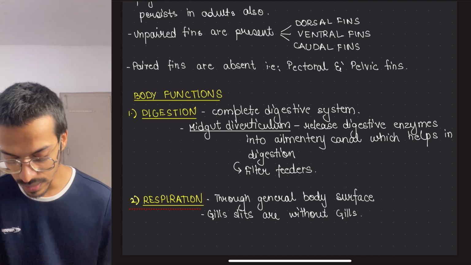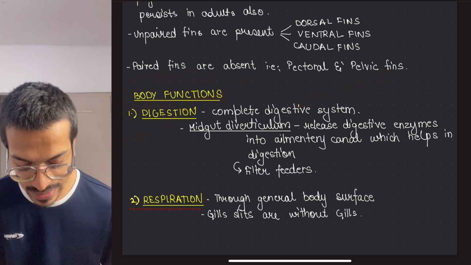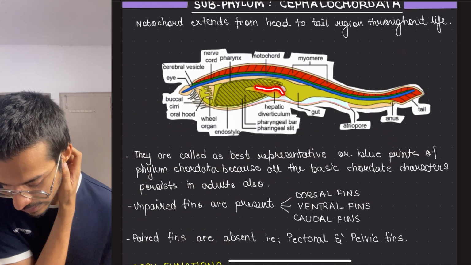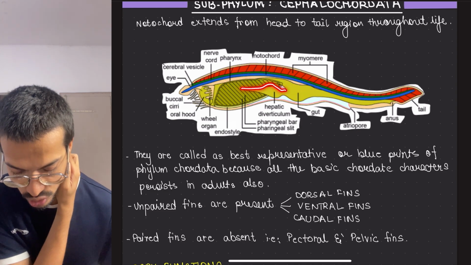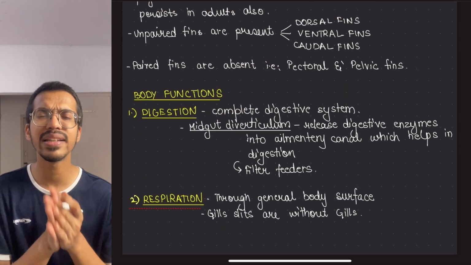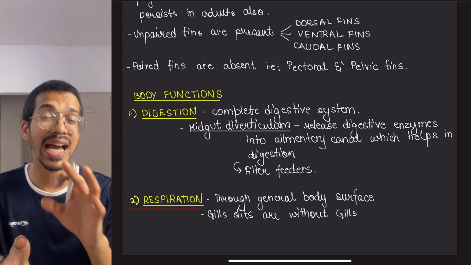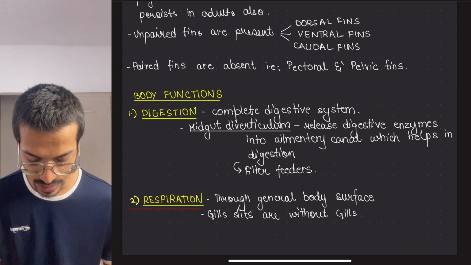Then comes the body functions: digestion, a complete digestive system. Mid-gut diverticulum is there. What is mid-gut diverticulum? If you see, this is the gut, and this is an extra structure that releases enzymes. So we see that, for the first time, certain enzymatic digestion is seen in their case. They are filter feeders only.